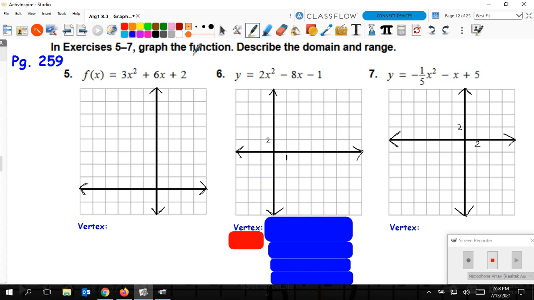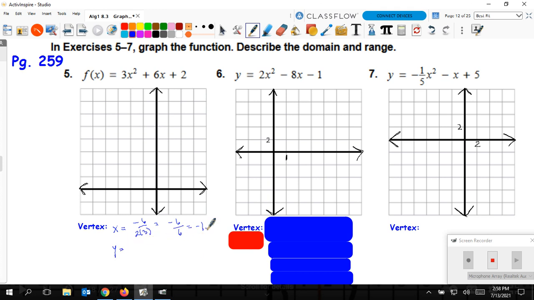We'll look at that once we've graphed it. All right, so finding our vertex, we need to find the x-coordinate and the y-coordinate. To find the x-coordinate, that's the same thing as finding the axis of symmetry. So negative b, and b is 6, so it's going to be negative 6 over 2 times 3. That's negative 6 over 6, which is going to give us a negative 1.